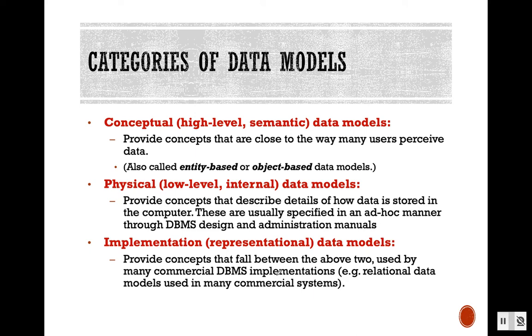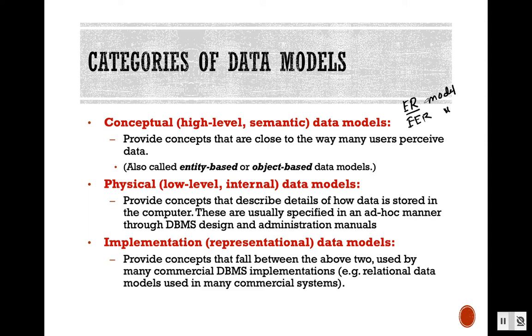The data models could be categorized into three types: conceptual, physical, and implementation. A conceptual data model gives us concepts that are very close to the way many users perceive the data. The conceptual model gives us a data model at a very high level or semantic level. High level means the way we, as users, visualize the data. An example of a conceptual data model is the ER model, or also the EER model.